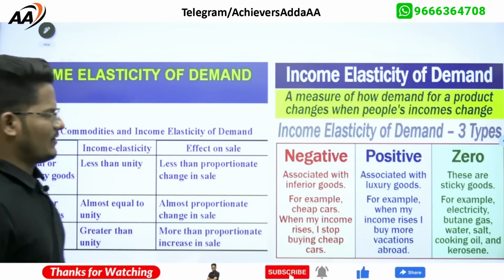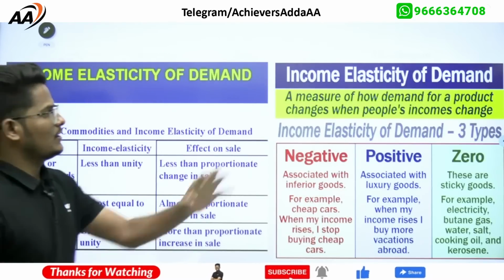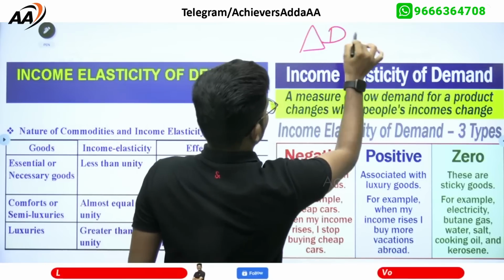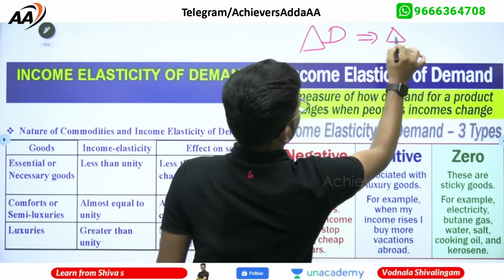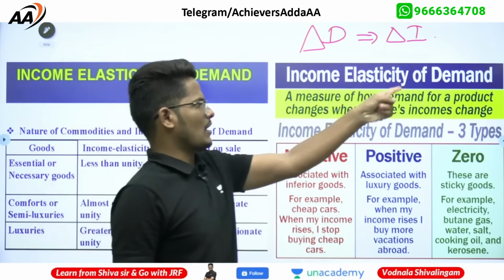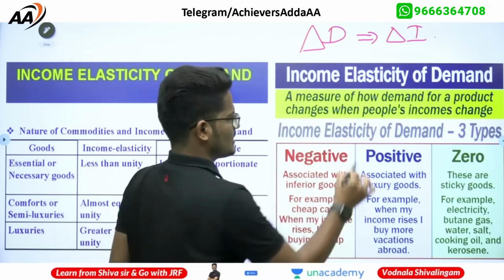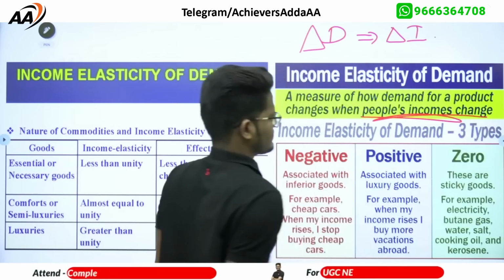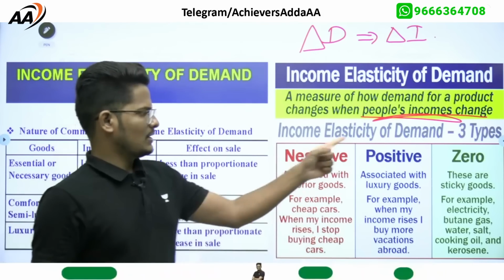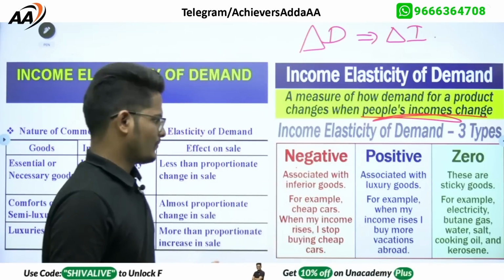Next, income elasticity. Final one, income elasticity of demand. The demand is going to change due to the change in income, not the price. It is a measure of how the demand for a product changes when people's income changes. There are three types: negative income elasticity of demand, positive income elasticity, and zero income elasticity.